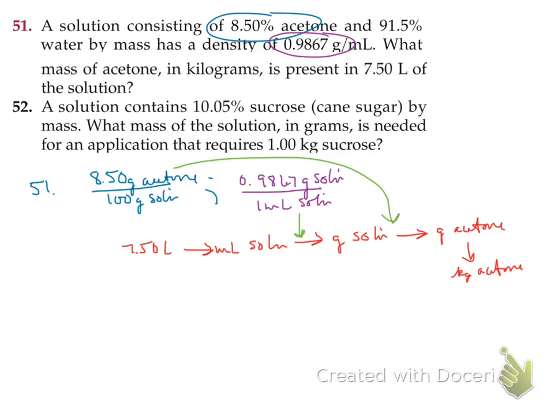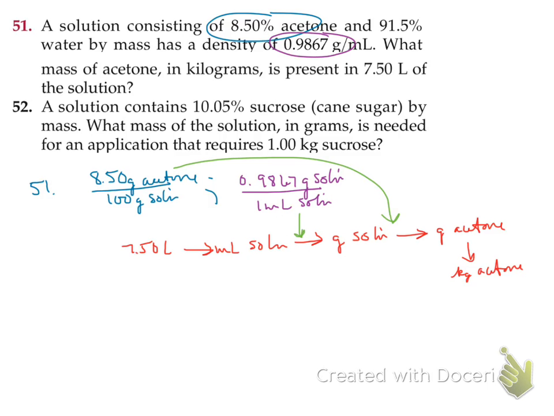Notice you're going to have to kick it over from liters to milliliters using the 1,000 relationship. And then once we have milliliters of solution, we can get grams of solution using the density. And then once we have grams of solution, we can get grams of acetone using the weight percent. Don't forget, it's wanting it in mass in kilograms, from grams.